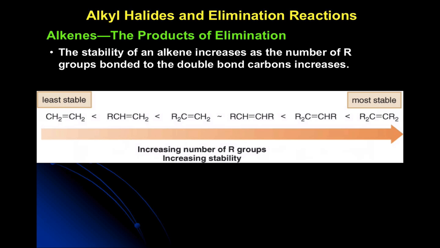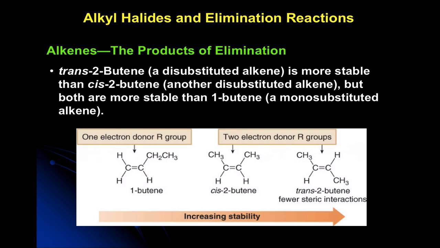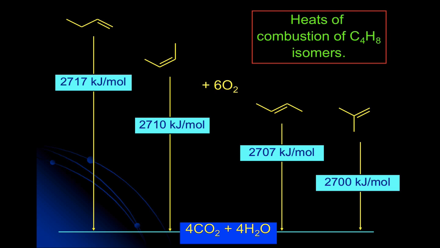Notice that the disubstituted, where the two substituents are on the same carbon, is about the same stability as having them on different carbons. But both of these are less stable than a trisubstituted, which is less stable than a tetrasubstituted. And we know this because of combustion.